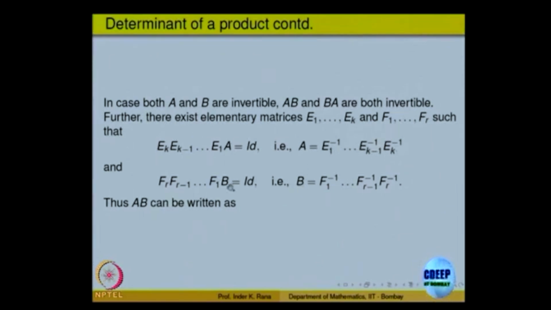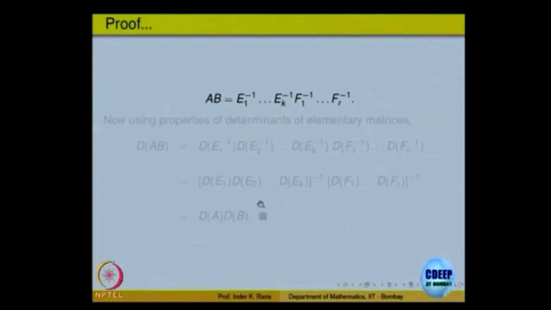Similarly, what is B? B is again invertible, so its reduced row echelon form is identity. So I should be able to pre-multiply it by elementary matrices so that it becomes identity. That means B is equal to F1 inverse up to Fr inverse. So I know what A is, what B is. So what is AB? I multiply them both. So AB is equal to E1 inverse up to Ek inverse, F1 inverse up to Fr inverse. Now all of them are invertible matrices, so that is invertible.